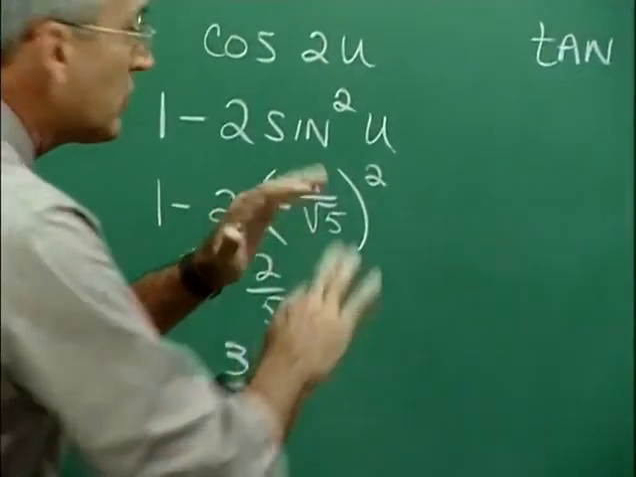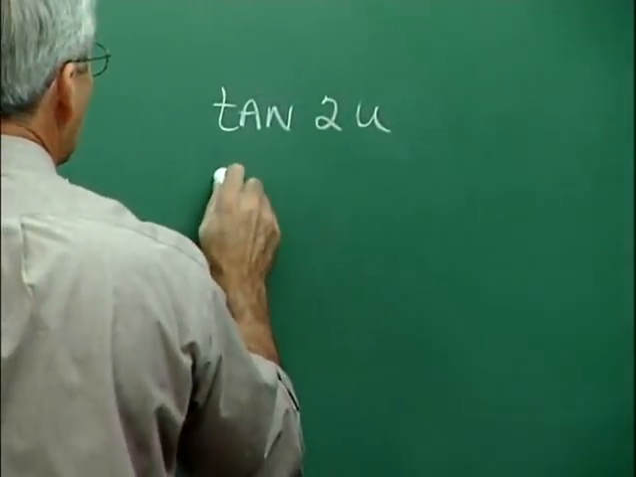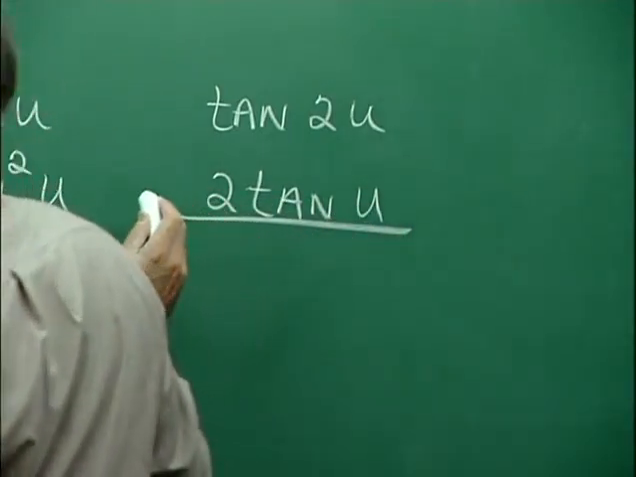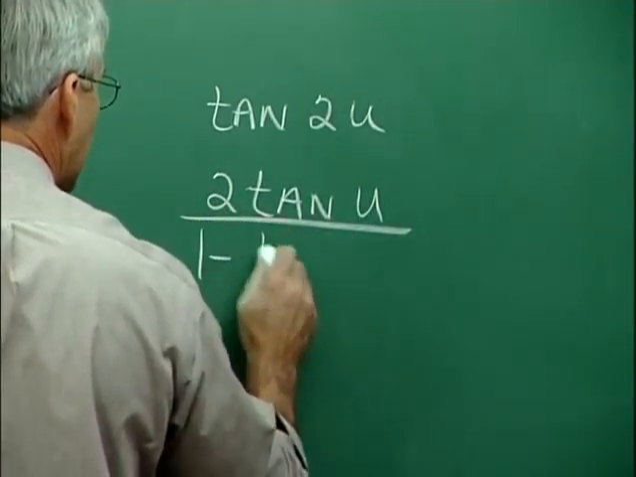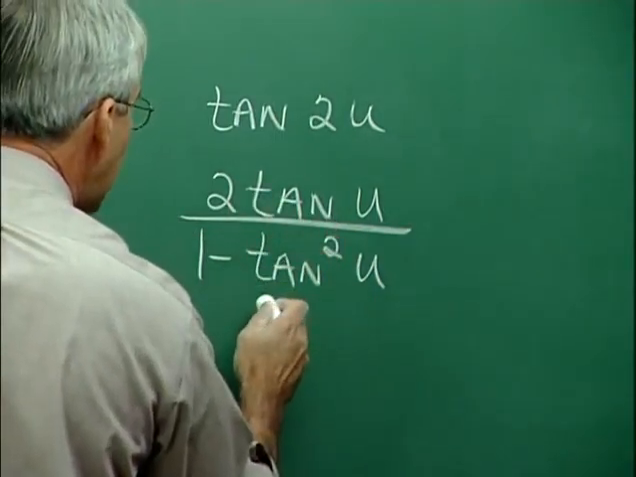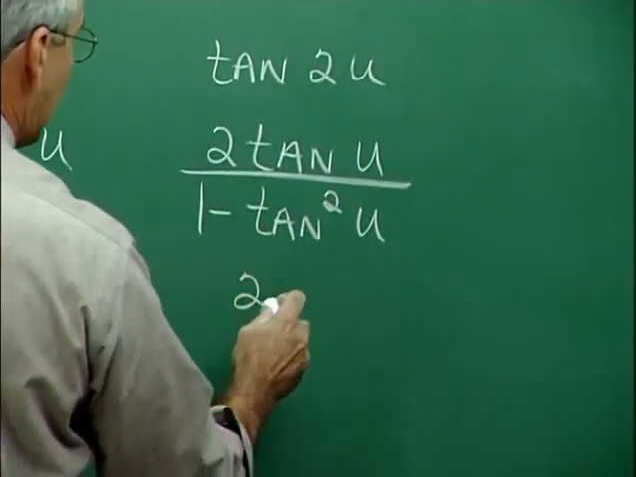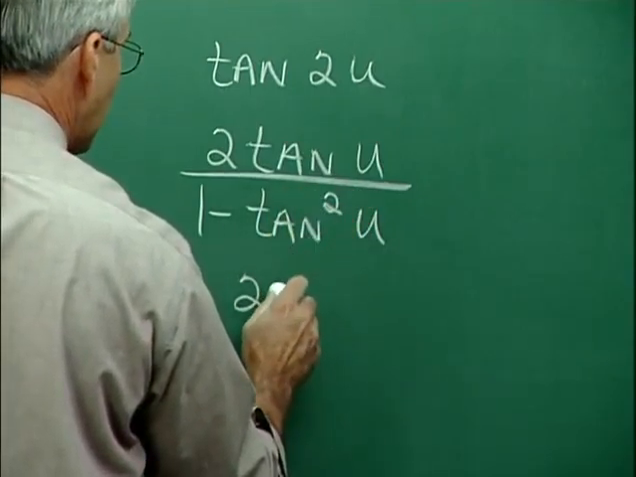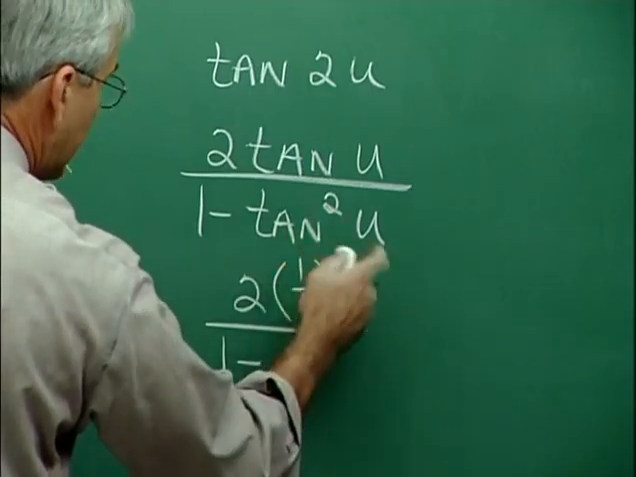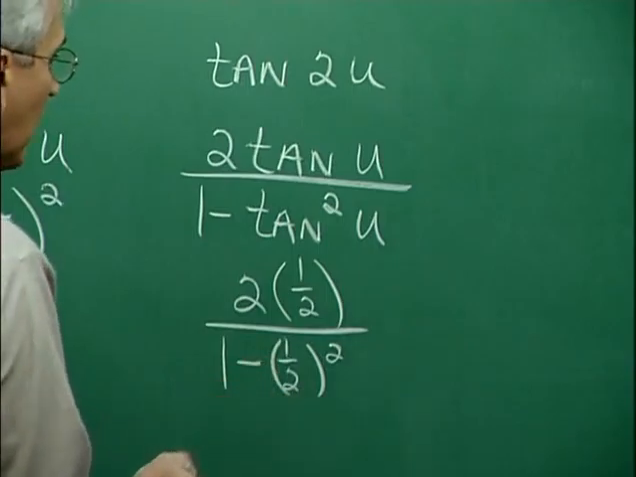Now for tangent 2u, same idea. We just go to the formula, and I'm looking back over there. I know it's a fraction: 2 tangent u over the binomial 1 minus tangent squared u. And let's see, 2 tangent u. So 2. Now tangent u was given at the get-go of the problem. So it was 1/2. So this is 2 times 1/2, over 1 minus, now this is just 1/2 squared, because tangent u was given as 1/2.